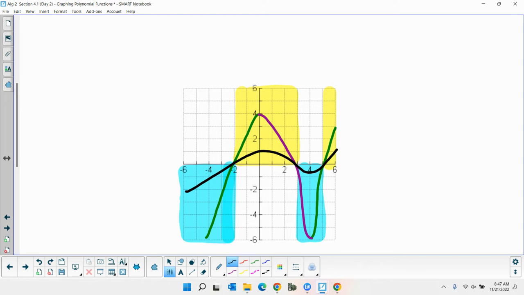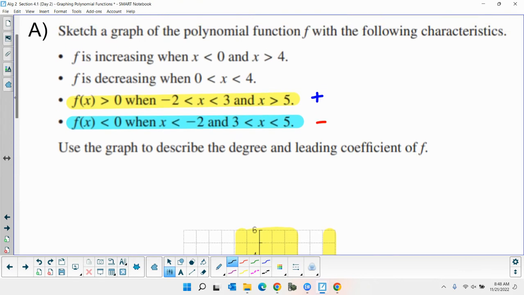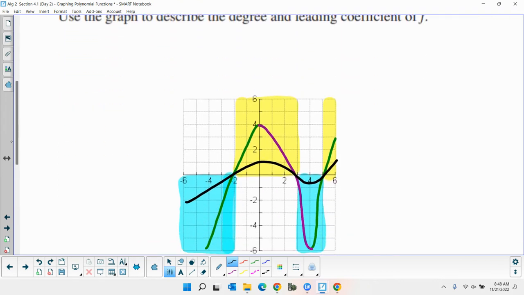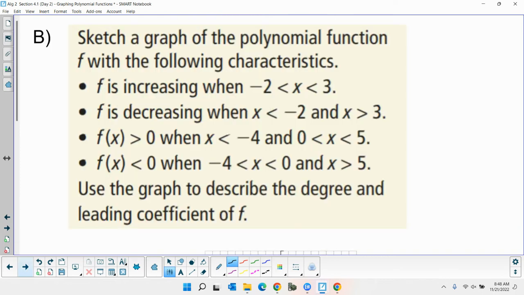Questions on that? So start off positive, negative first. Okay? And then increasing, decreasing. You can figure that out, the second part. All right? Let's try it. You guys try that one on your own, and then we'll go over it in a few minutes.